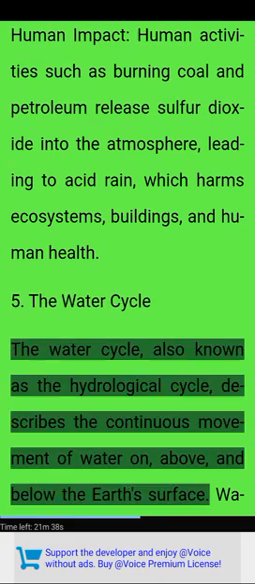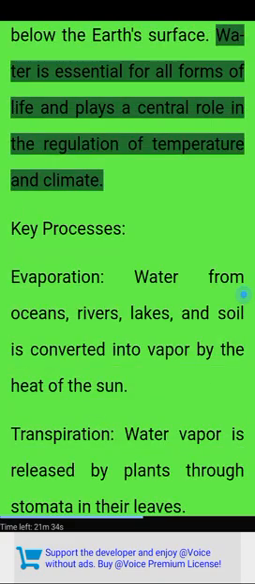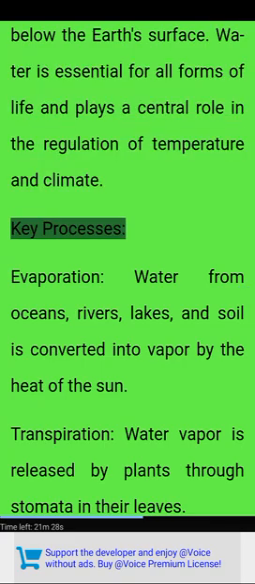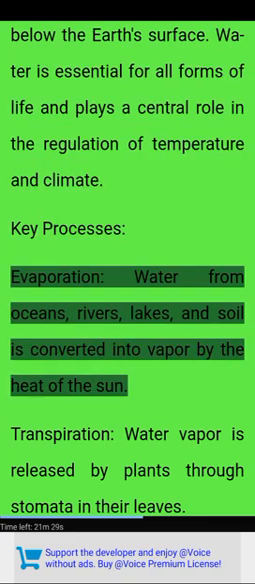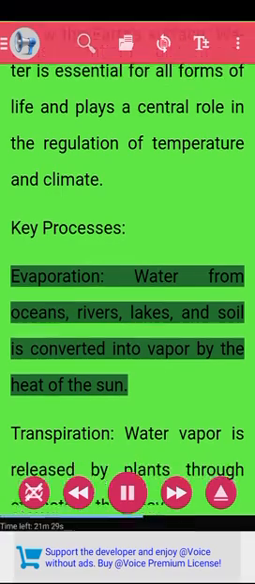5. The water cycle. The water cycle, also known as the hydrological cycle, describes the continuous movement of water on, above, and below the Earth's surface. Water is essential for all forms of life and plays a central role in the regulation of temperature and climate. Key processes. Evaporation. Water from oceans, rivers, lakes, and soil is converted into vapor by the heat of the sun.